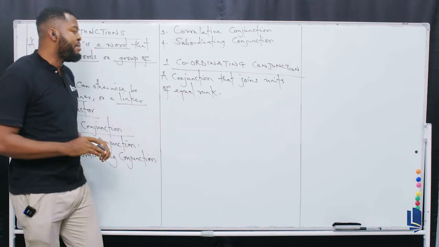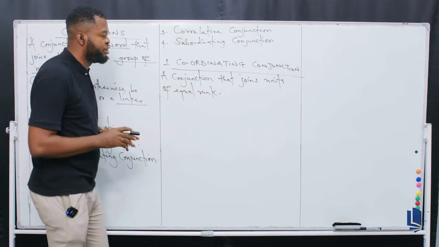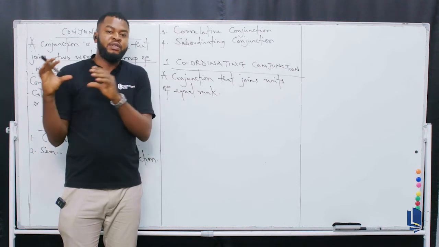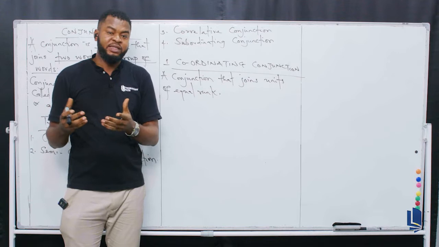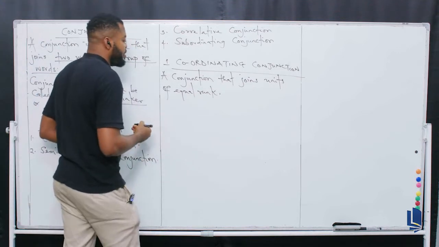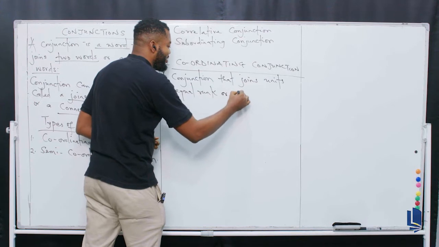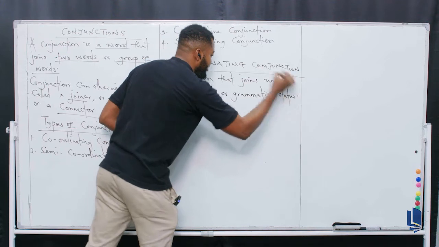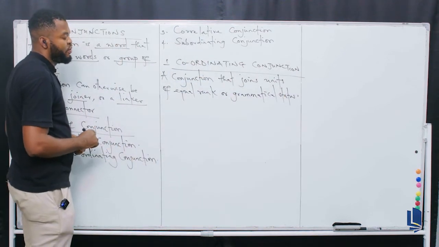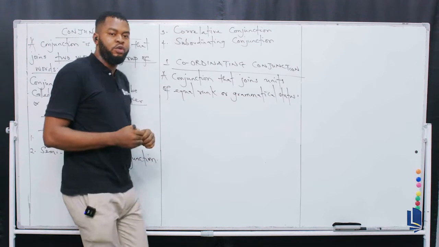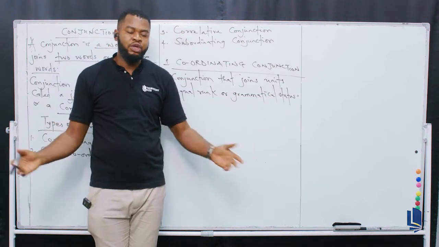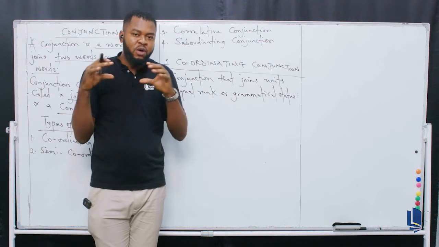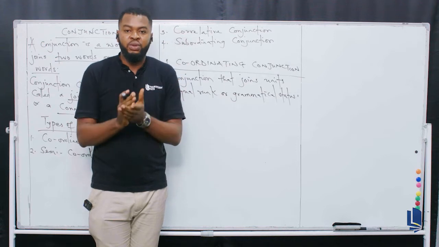Are we good? So that means that this type of conjunction tends to join two words that are of equal grammatical status or equal ranks. I'm going to give an example of that. What that means is that the conjunction will appear to join two nouns or two pronouns. Are we together? So it joins two units of equal grammatical status or grammatical ranks. That's what it does. Okay?